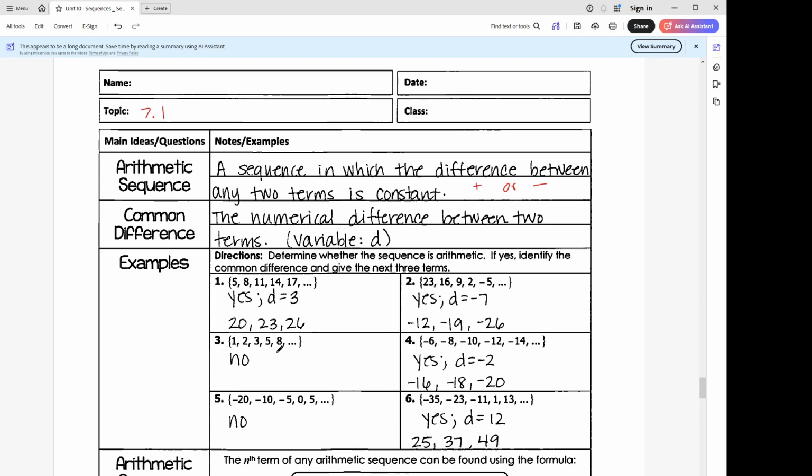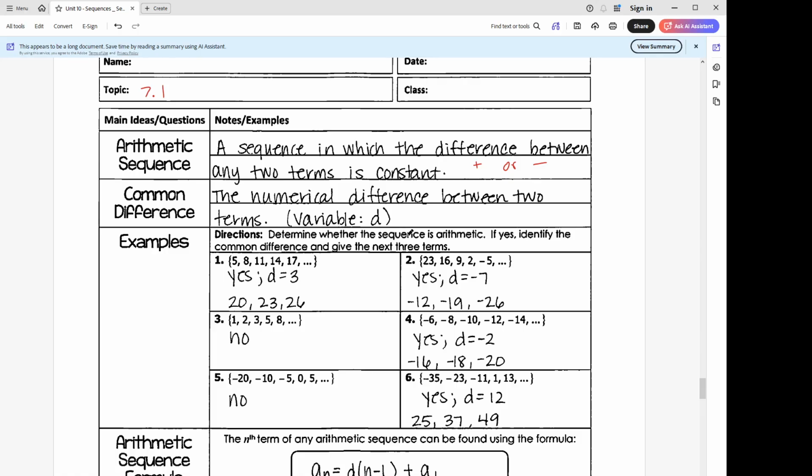So if you look at this first set of examples here, we see this list: 5, 8, 11, 14, 17. You are adding by 3 each time. So d, the common difference, is positive 3, okay? And it looks like they want the next 3 terms as well, so 20, 23, and 26. In the second example, you can also subtract in the list of numbers. It just means that the common difference is minus 7. Then the next 3 values would be negative 12, negative 19, and negative 26. That's all it is, right?